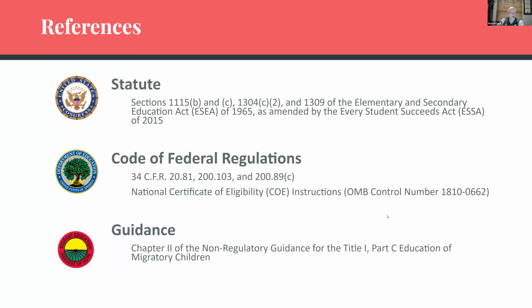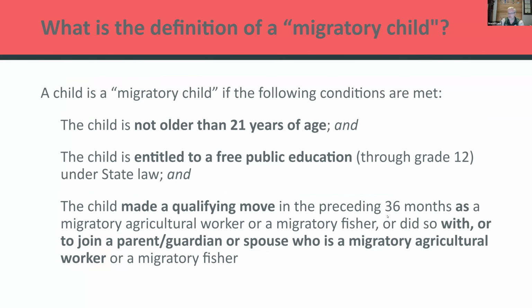I'm going to go really quick through just a few basic definitions. Since we're talking about eligibility, we're trying to find migratory children, which means that they're no older than 21 years of age or entitled to a free public education. That we need the child to have made a qualifying move in the last 36 months, anytime, as a migratory worker or fisher, or to join or precede a parent, guardian, or spouse who's a migratory agricultural worker. So we have that migratory agricultural worker, migratory fisher, and the child is moved with them or as that person.